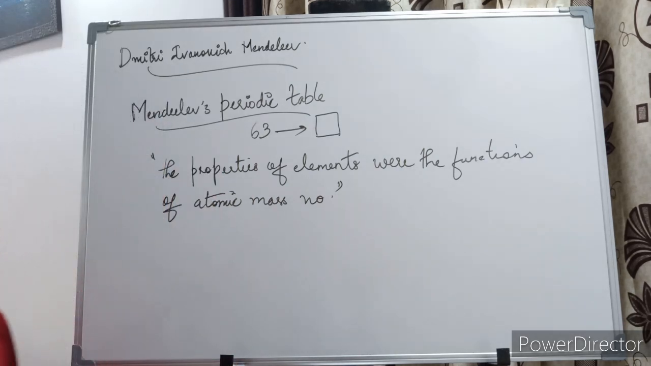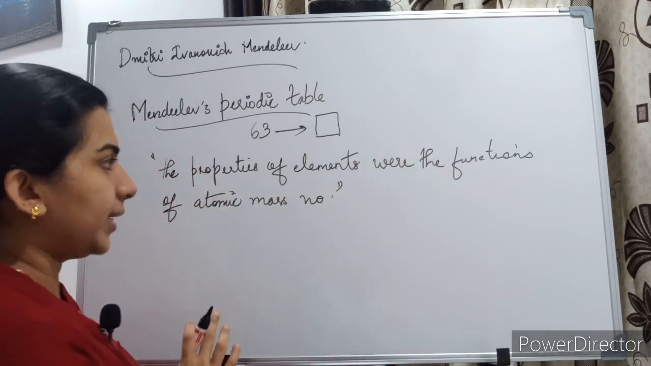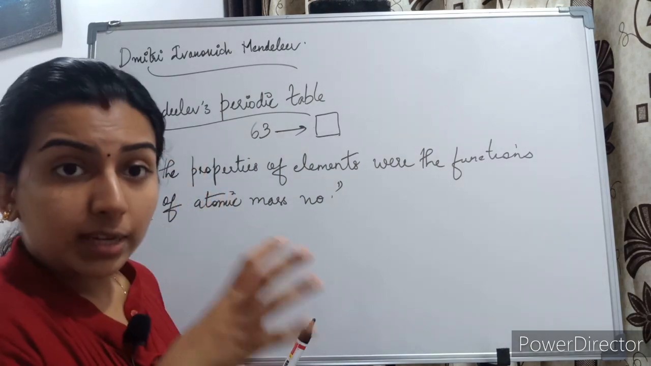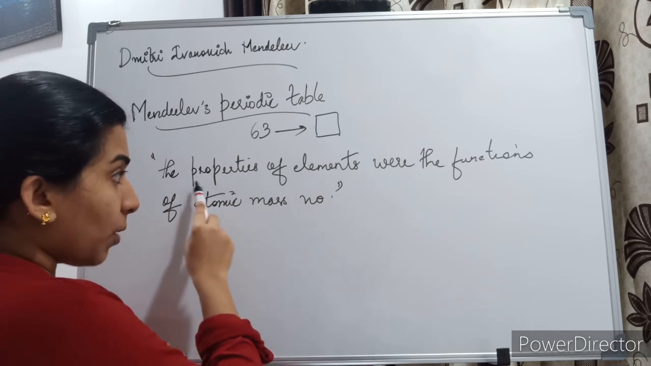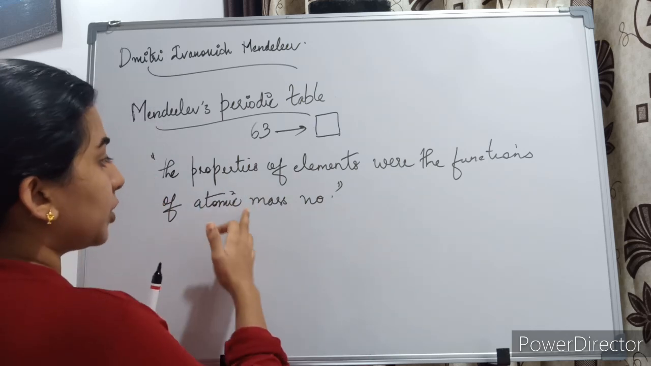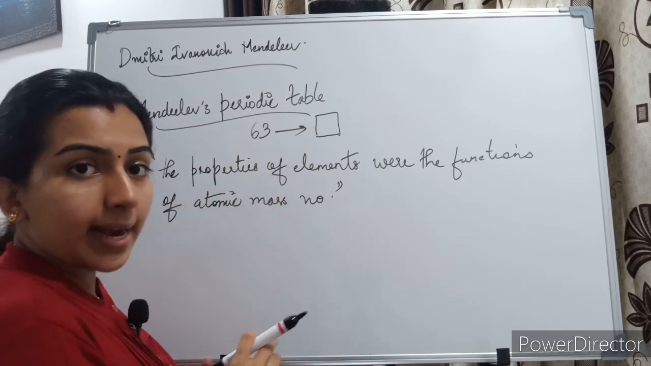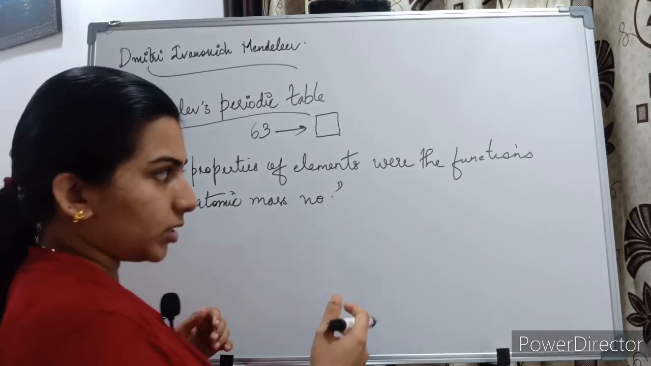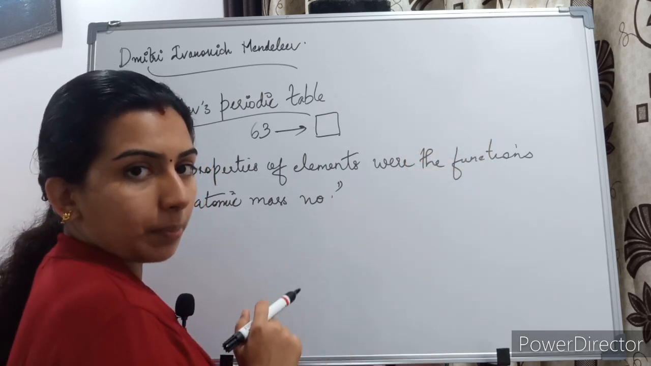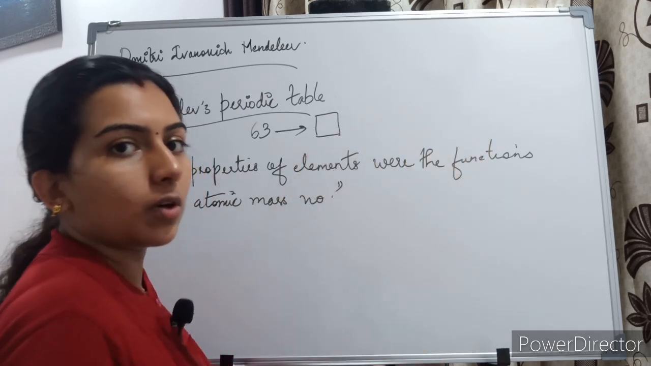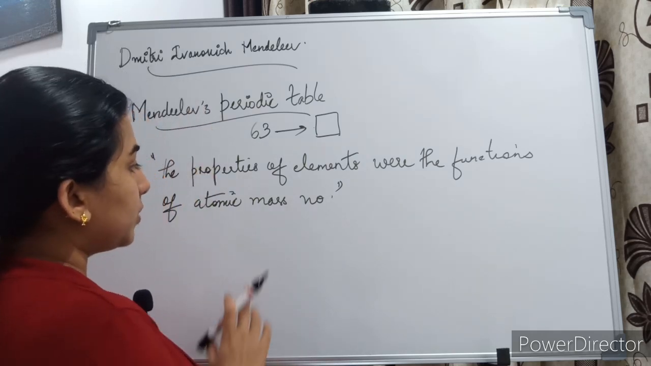So what did Mendeleev tell? Mendeleev told that the properties of elements were the periodic function of atomic mass number. That is, whether it may be a physical or a chemical property, those properties were a function of atomic mass number. So the atomic mass number and their properties had a very big relationship with each other. That is why when he arranged these cards according to their similar properties, they got automatically arranged in the increasing order of mass number. So this was Mendeleev's periodic table, and this was his periodic law.